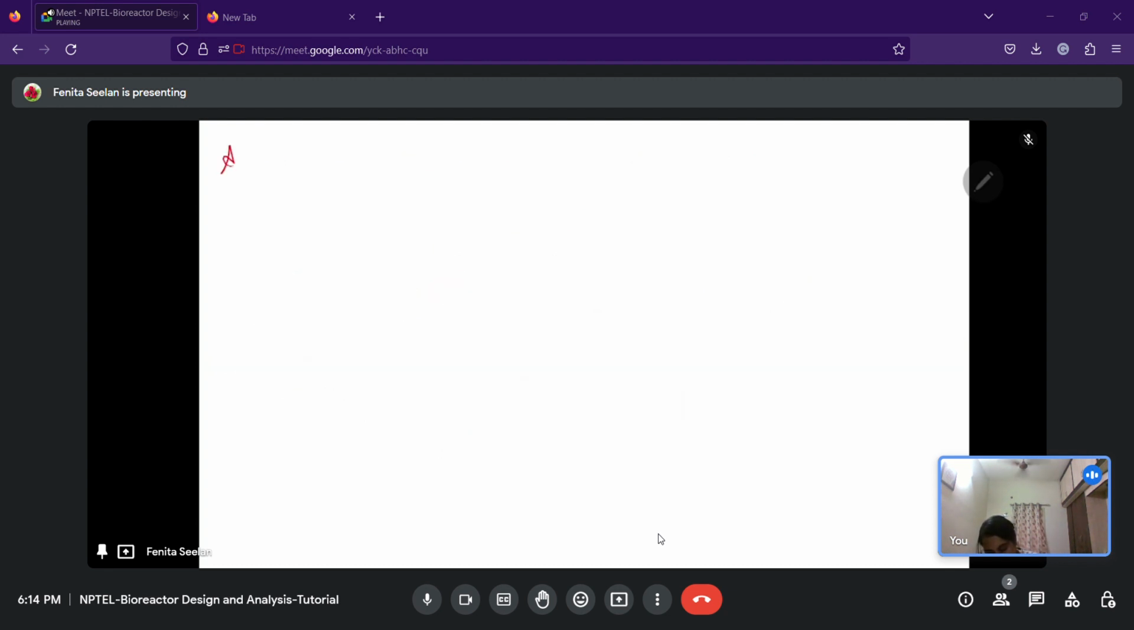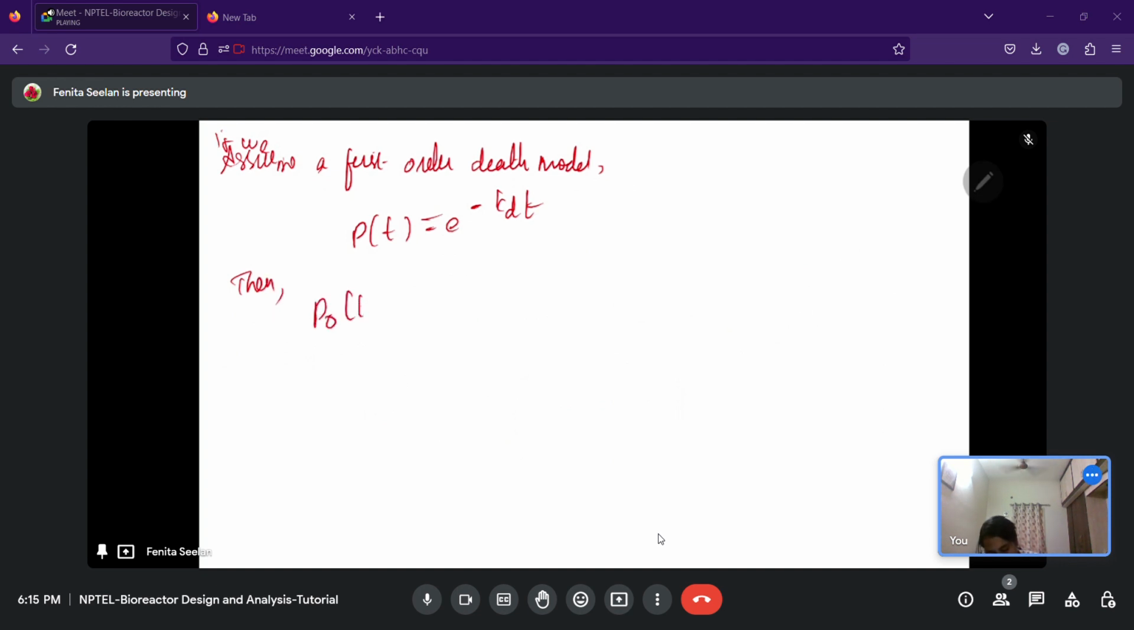So if we assume first order, then P of t is equal to e power of minus Kd t. Then the equation becomes P naught t is equal to 1 minus e power of minus Kd t, the whole power of N naught. So if we substitute, we will be able to calculate the probability of successful sterilization.